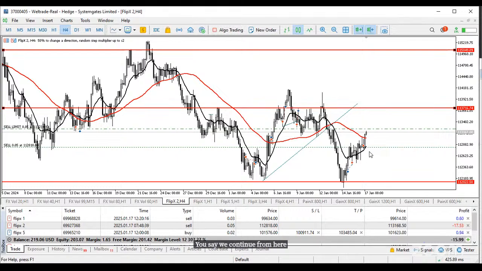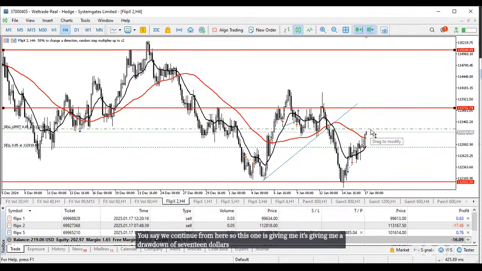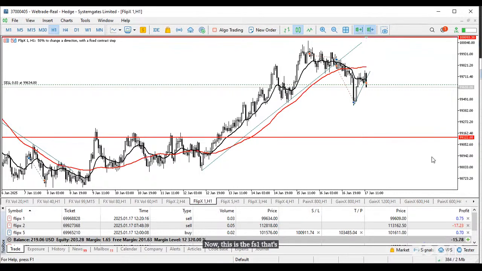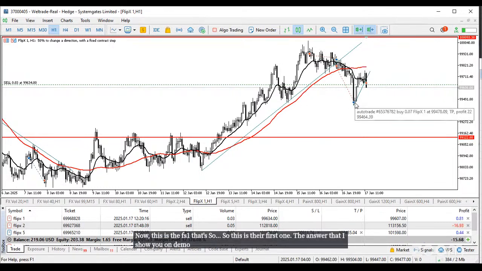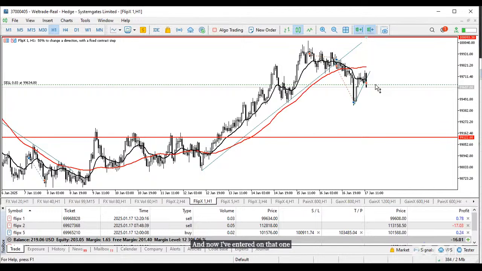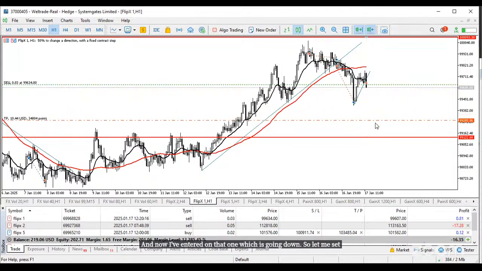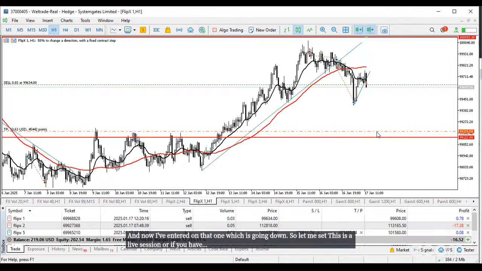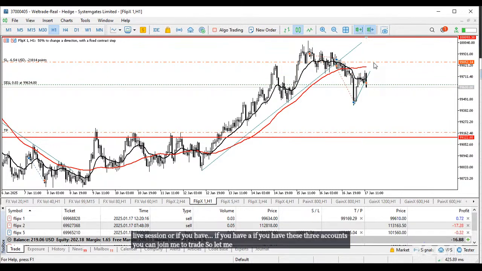This one is giving me a drawdown of $17. Then this one will soon be activated. Now this is the FS1 that I showed you on demo. This is where my take profit hit yesterday, and now I've entered on that one, which is going down. This is a live session. If you have this account, you can join me to trade. So let me put my stop loss above this high.